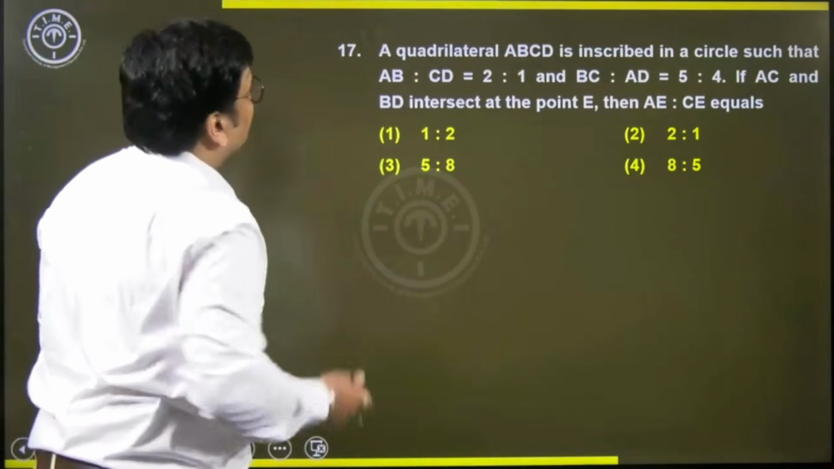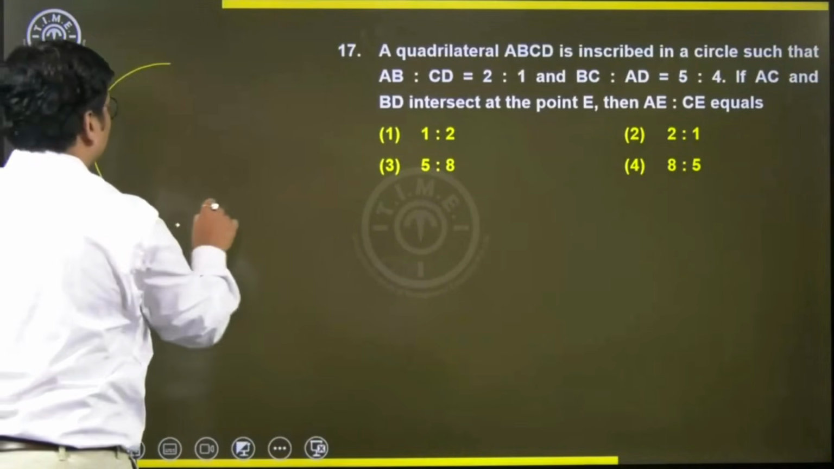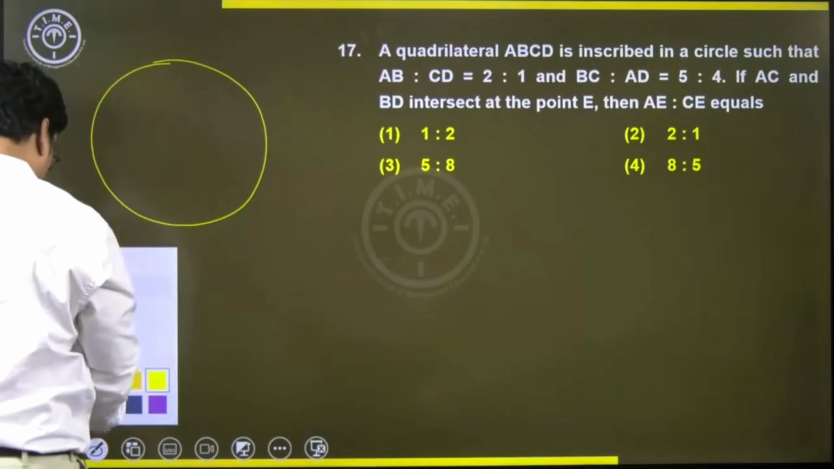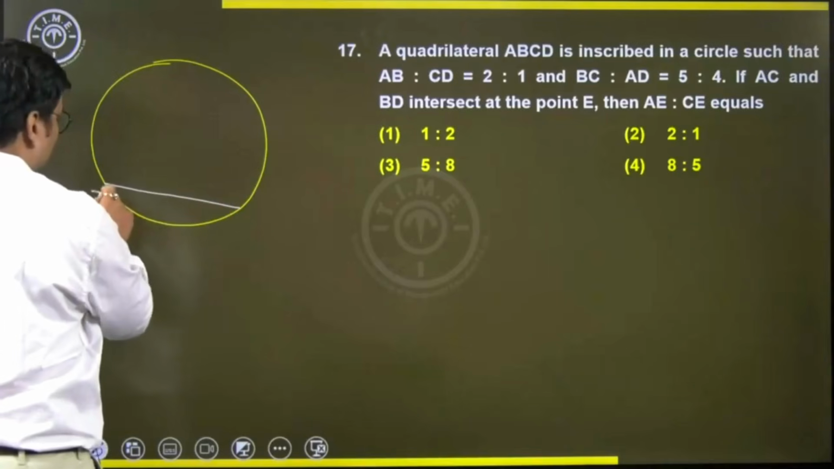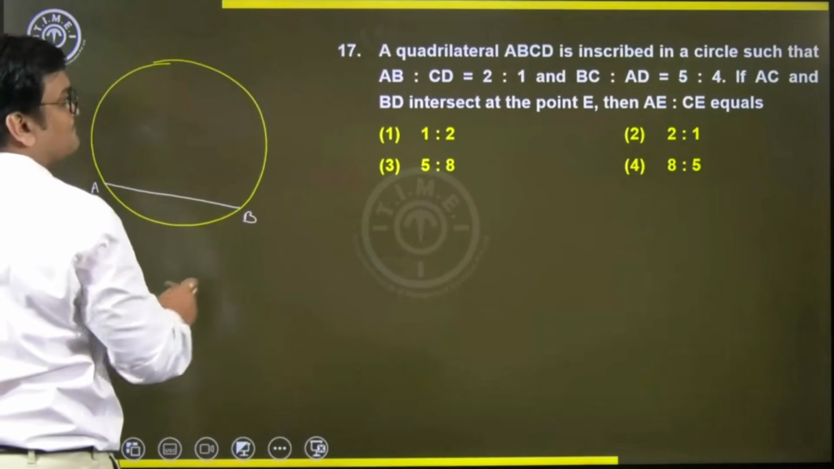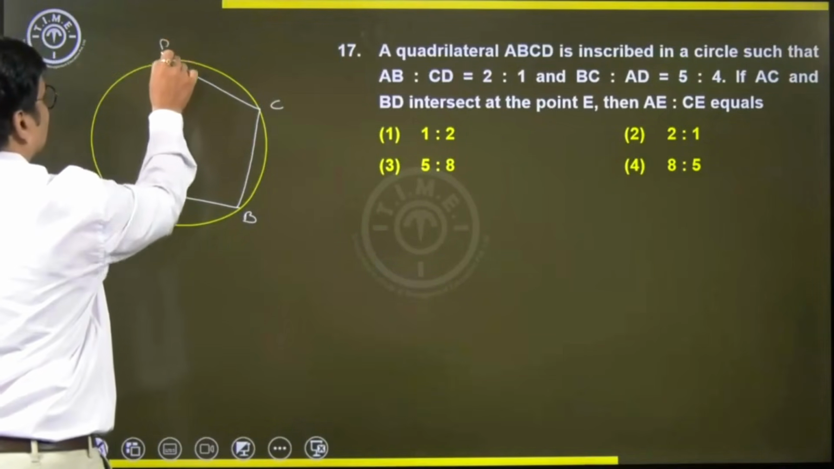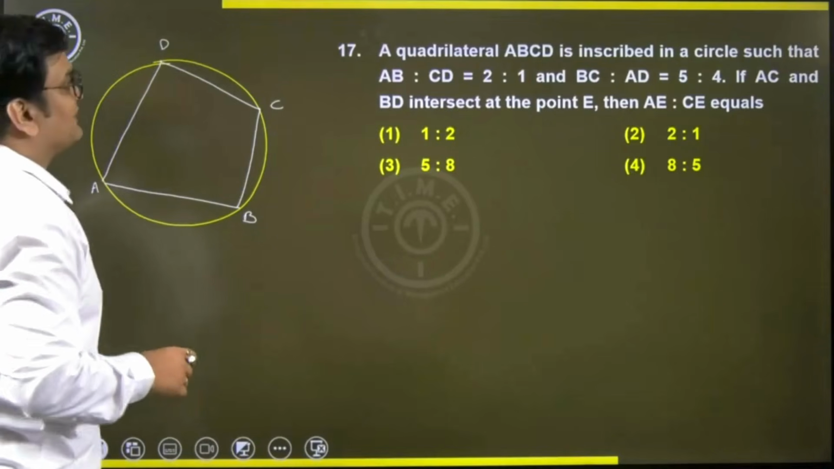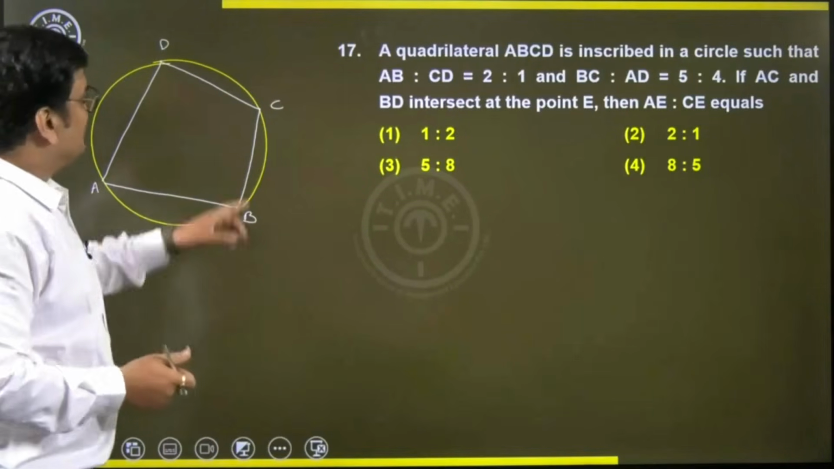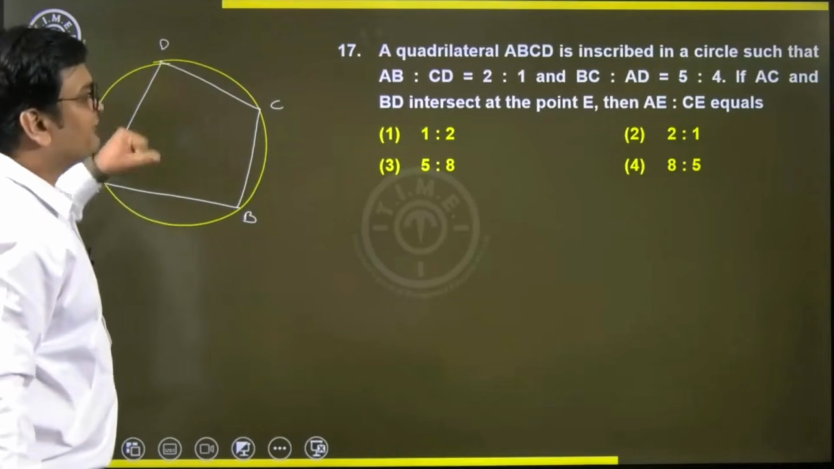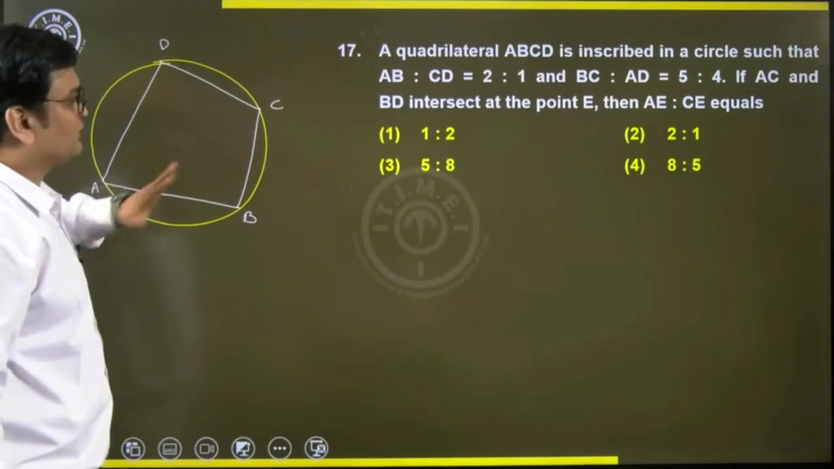17th one, let's look at this. A quadrilateral ABCD is inscribed in a circle such that AB is to CD. So there is a circle that we have. And in this circle, you have a quadrilateral ABCD such that AB is to CD is 2:1. So suppose this is AB, this is BC, this is CD, this is AD. So such that AB is to CD is 2:1. So if I take this is 2 units, this will be 1 unit. BC is to CD is 5:4. If I take this is 5 units, this will be 4 units. Diagram is not perfect, alright. So let's only take the representation aspect of it. It is not accurate at all.